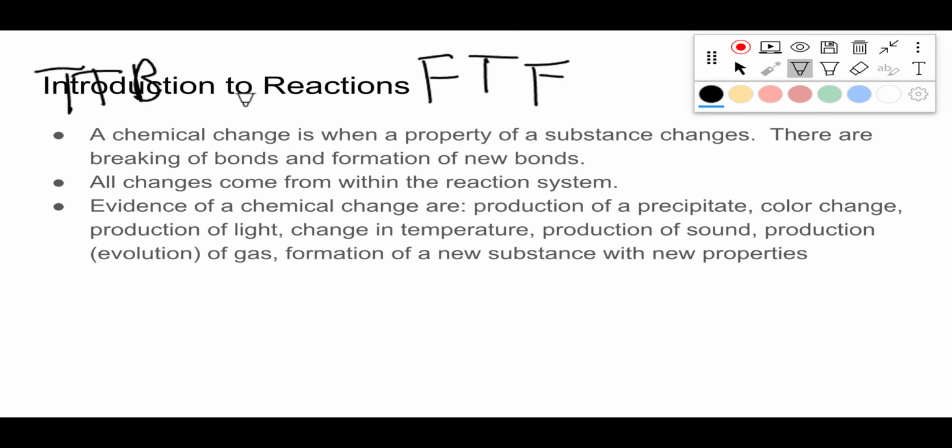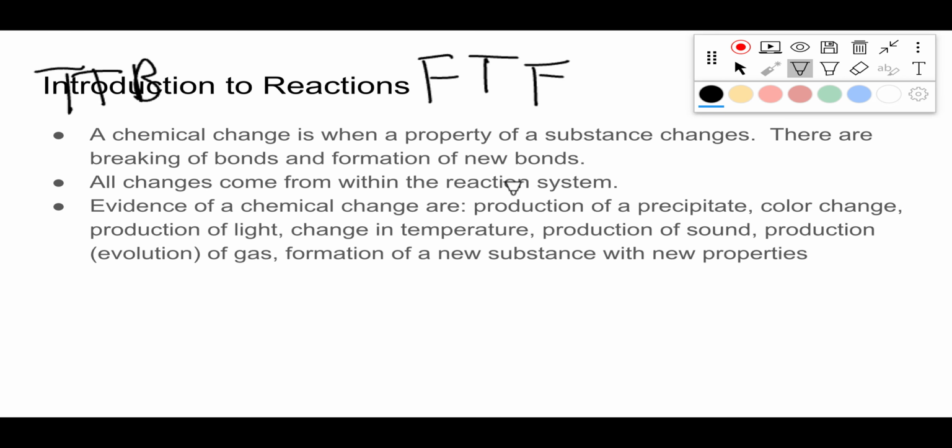So when we're talking about chemical changes, all of the changes come from within what we call the reaction system. And so, for example, if I boil water, that water is changing, but it is coming from outside the reaction system. Water is not going to boil unless there's enough heat put into the system. Whereas in a chemical change, all the energy and everything else is going to come within what we call the reaction system.